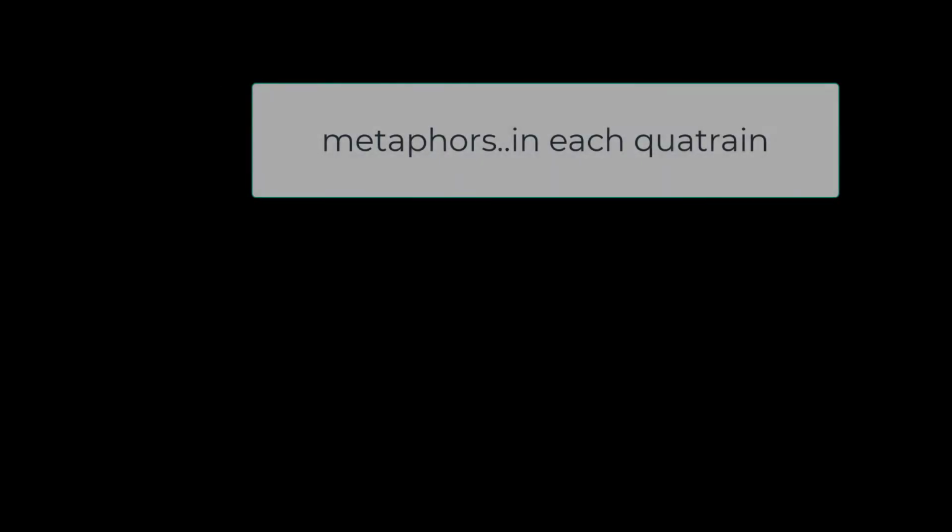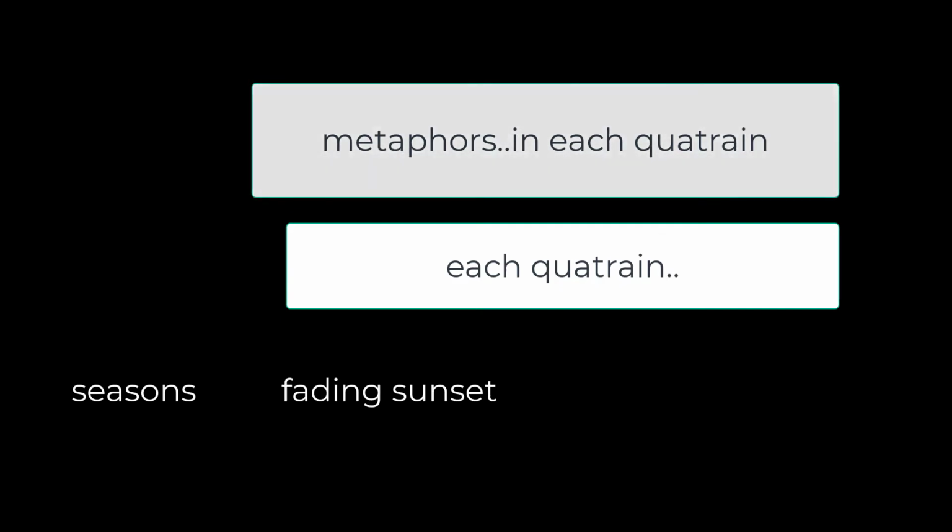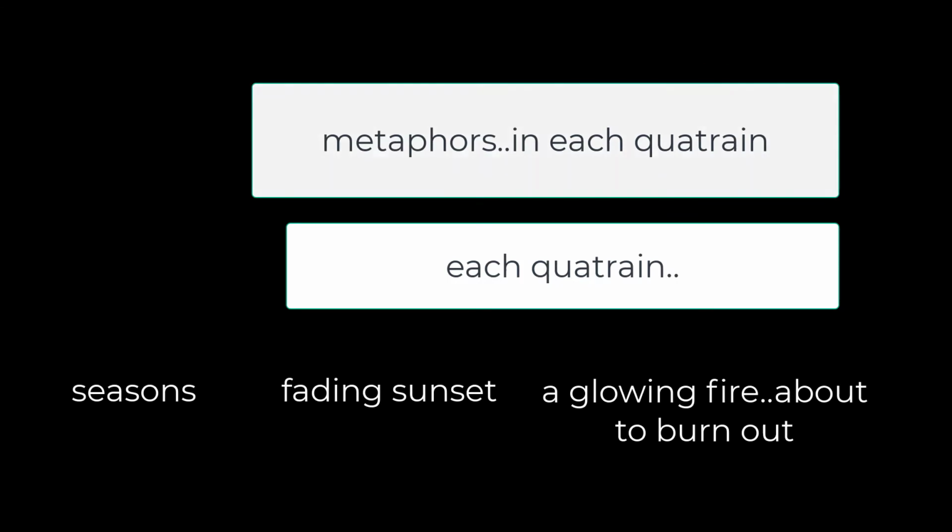In this sonnet, the poet uses different metaphors for each of the quatrains. For instance, in the first quatrain, the main idea is about the changing of the seasons, where he compares himself, the middle-aged man he is, to the trees that are losing their leaves in the fall. And then in the second quatrain, he changes this imagery. Now he compares himself to a fading sunset. In the third quatrain, he changes things up again, and this time he's comparing himself to the last glow of a fire in the process of burning out.